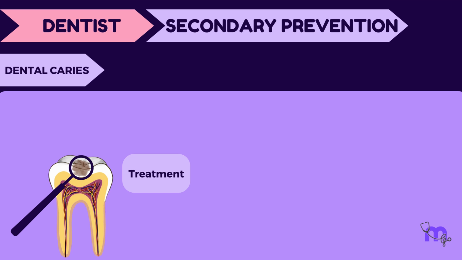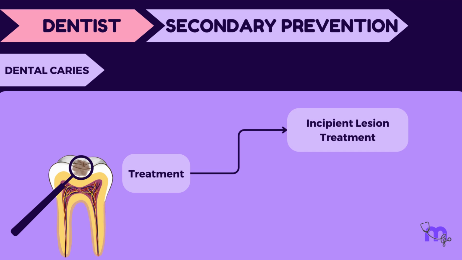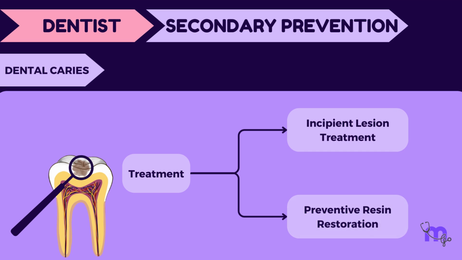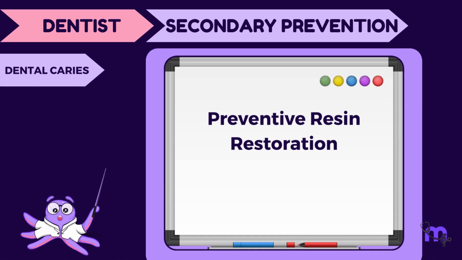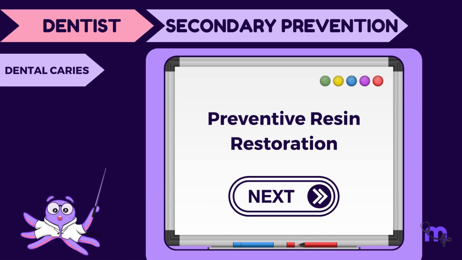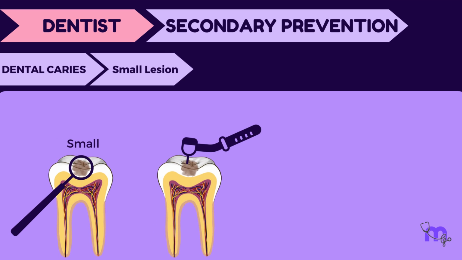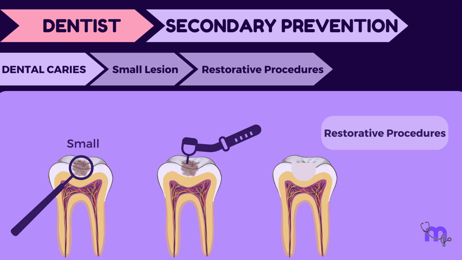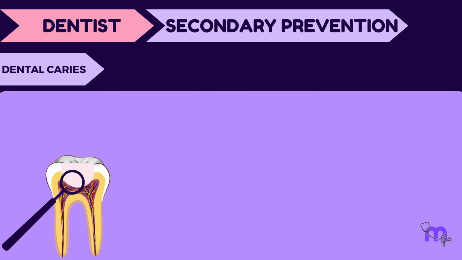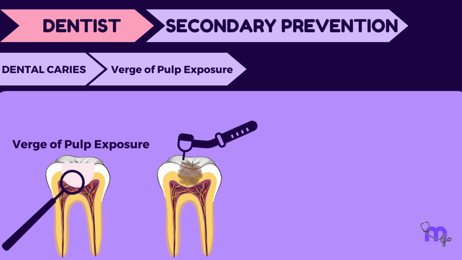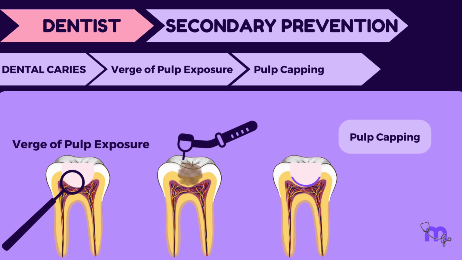This could include promptly treating the incipient lesion or using the technique of preventive resin restoration, the concept of which we will learn in the coming videos. If the carious lesion is small, we could also go for simple restorative procedures. In case the pulpal floor is exposed or on the verge of being exposed, pulp capping can also be done.